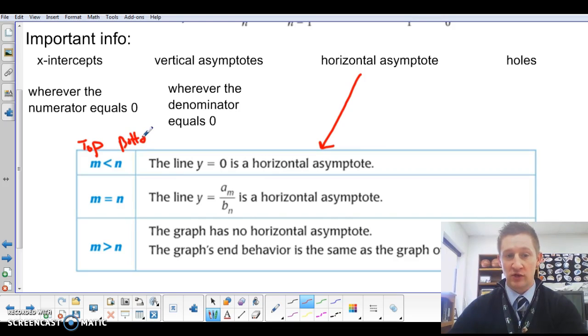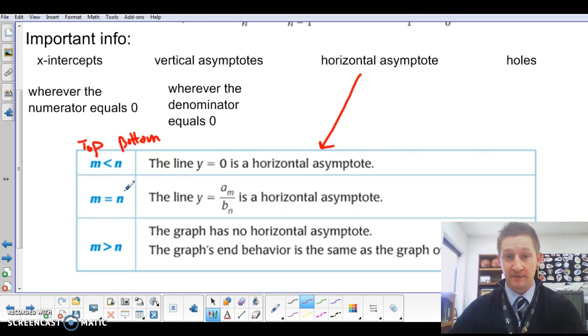Depending on which of those numbers is bigger, or maybe they're the same, there are different things that go on with the horizontal asymptote. If the numerator's degree is less than the denominator's, then y equals 0 is going to be a horizontal asymptote. The idea is that the denominator is going to get really big and the numerator is not, so the function gets really close to 0.